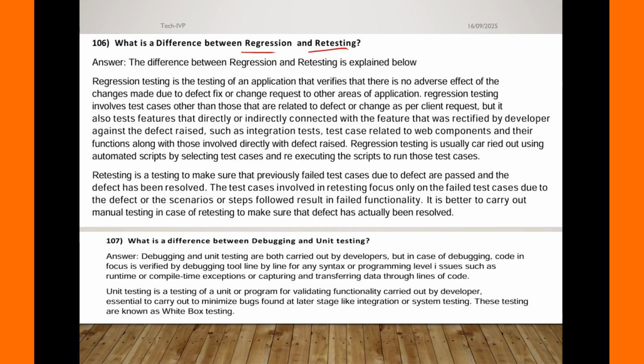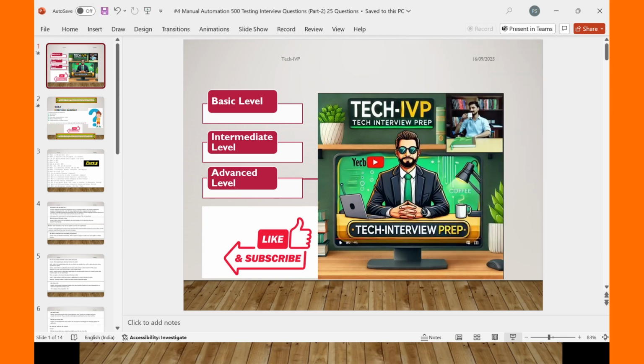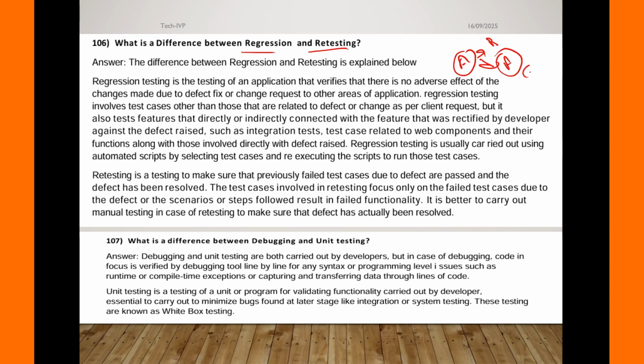Okay, so in that case we have to perform the regression testing. And retesting is that suppose the developer has fixed a module. Then in that case you have to just check that module, but in the regression testing you have to check A, B, C, all modules. A, B, C, all modules have to be checked in the regression testing. Got it? Okay, what is the difference between debugging and unit testing?